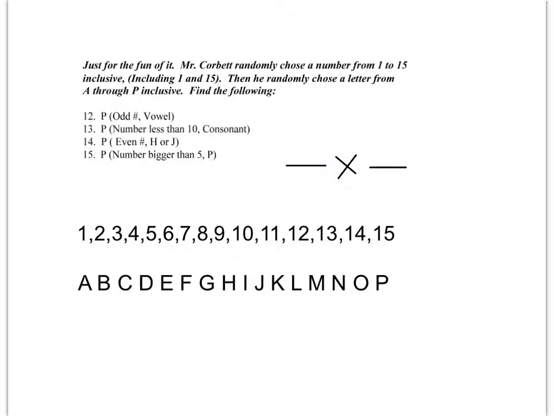Okay, and here's our last one, same problem. Find the probability of getting a number bigger than 5, and then the letter P. First 5 people to email me your answer. Email me your answer. We'll get a bonus point on the next test or quiz.